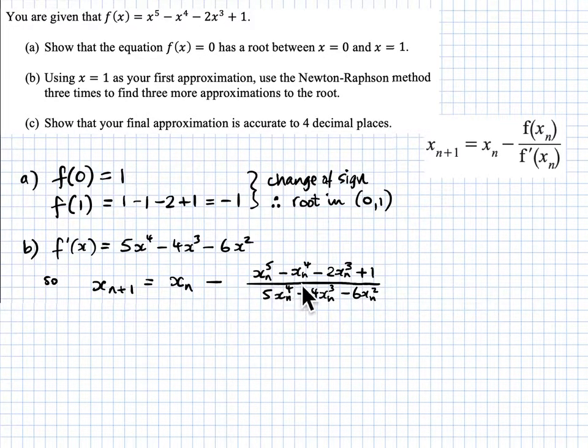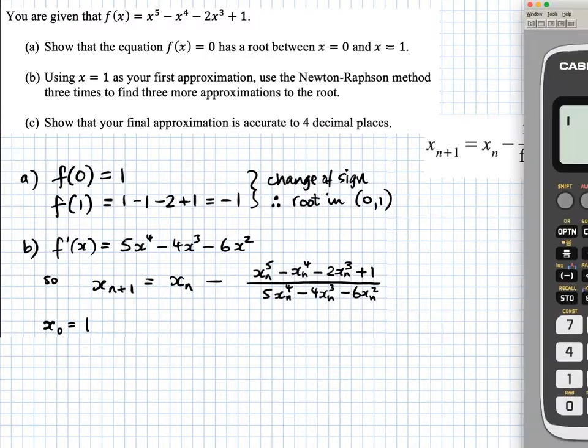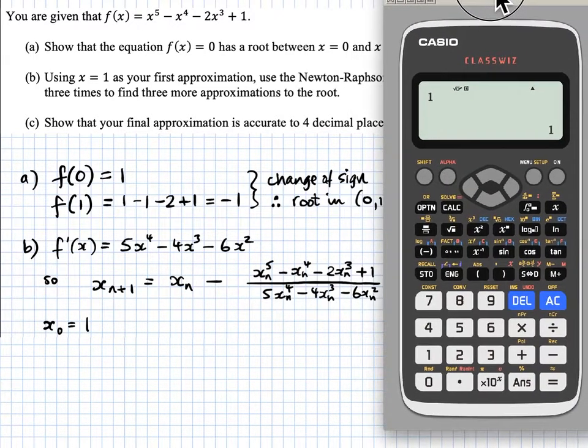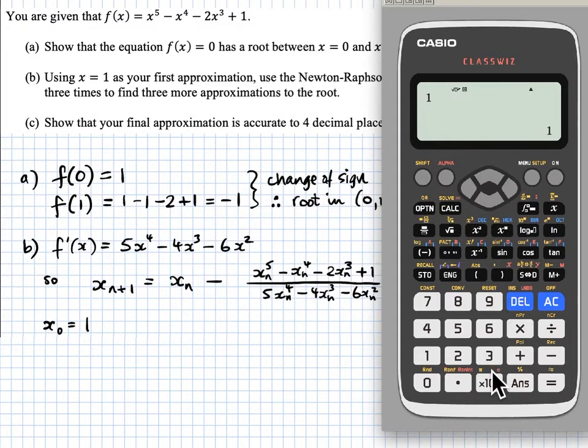And notice all of the x's have now got a little n next to them to say that's my previous number. So when we put this into the calculator, the xn's get replaced with the ans key, don't they? Okay, so let's do that. x0 is 1, so 1 equals. I'm going to type in my formula using the ans key then.